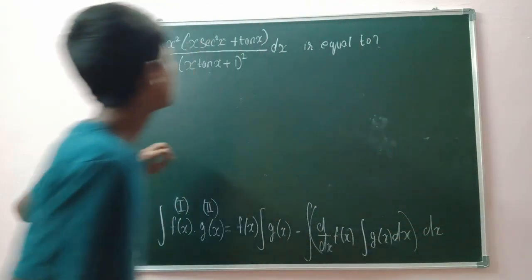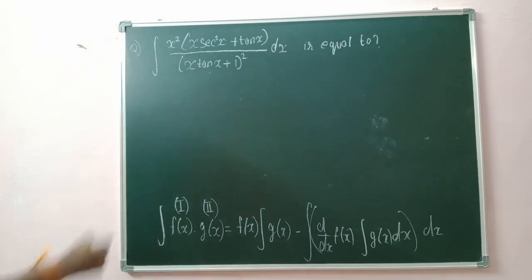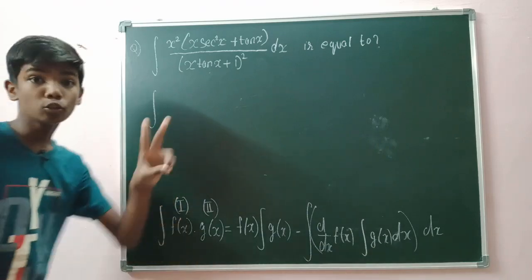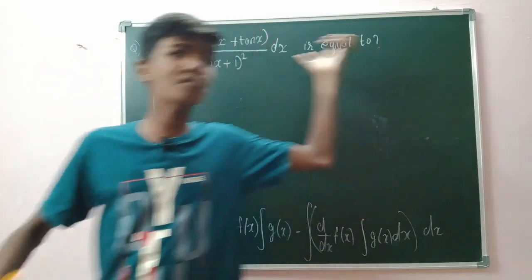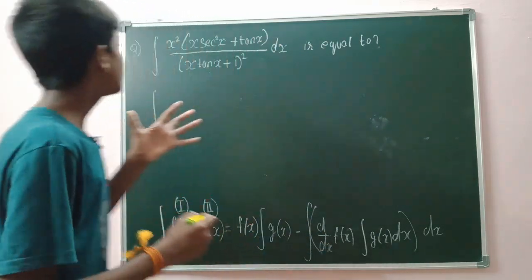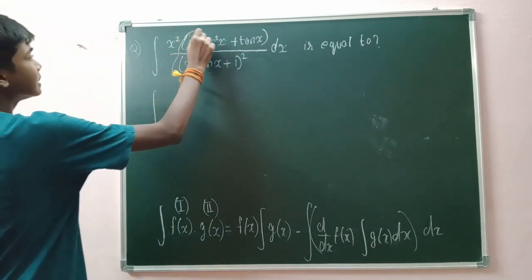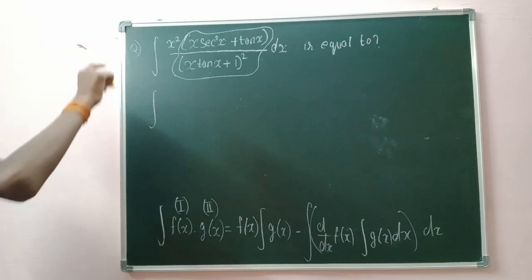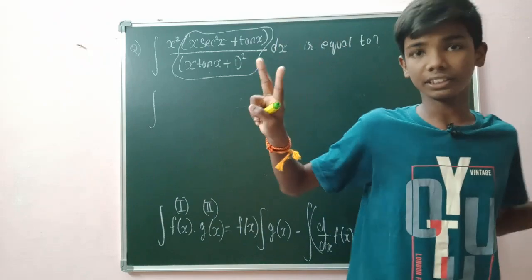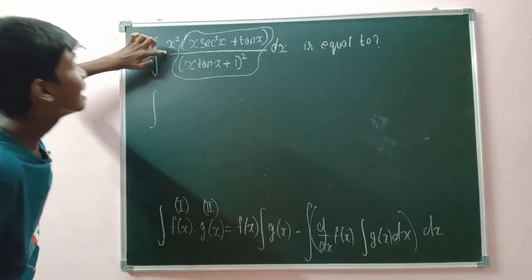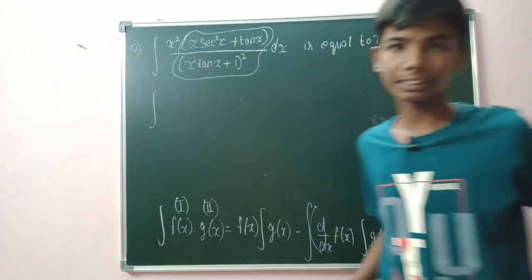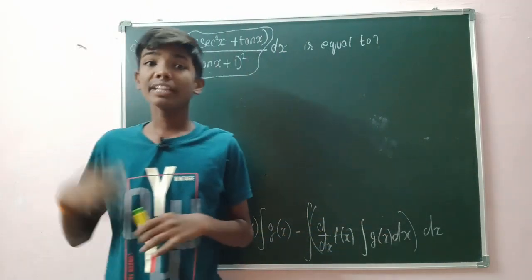Now let us apply it to this particular integral. Of course we know that we need two functions. You can either split the functions based on the integral, or do something to make it two functions. So here I'm going to split the functions with x squared as one function and this particular expression as the second function. I'm going to take x squared as the first function and (x sec²x + tan x) divided by (x tan x + 1) the whole squared as the second function, because we need two functions.